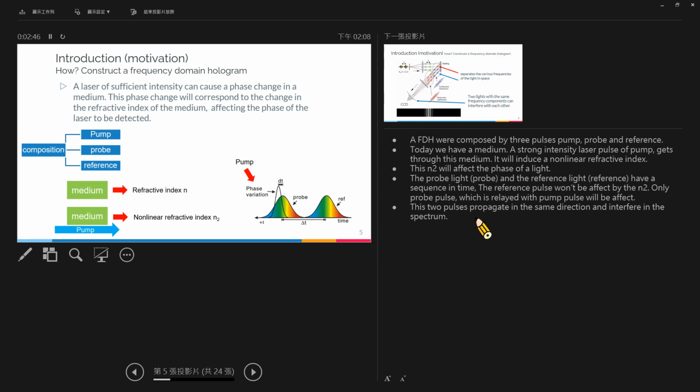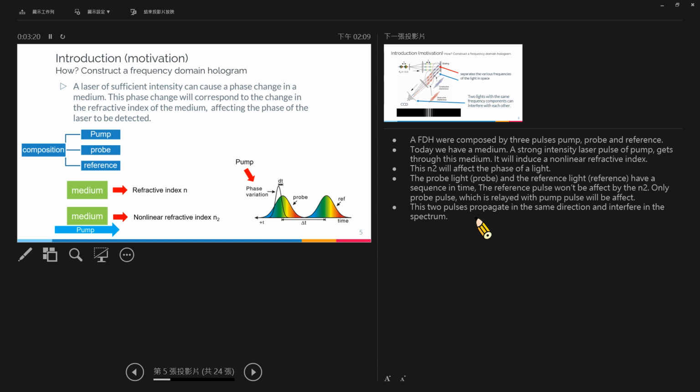Okay, so how to construct a frequency domain hologram? First, an FDH will be composed of three pulses: the pump pulse, the probe pulse, and the reference pulse. The mechanism is that a laser of sufficient intensity can cause a phase change in a medium. This phase change corresponds to the change in refractive index of the medium, affecting the phase of the laser to be detected. So what does this mean?